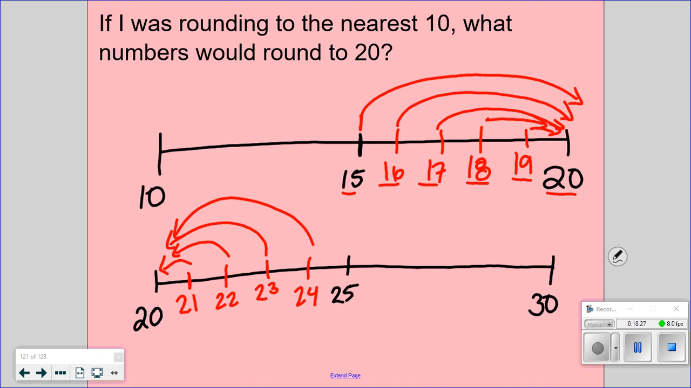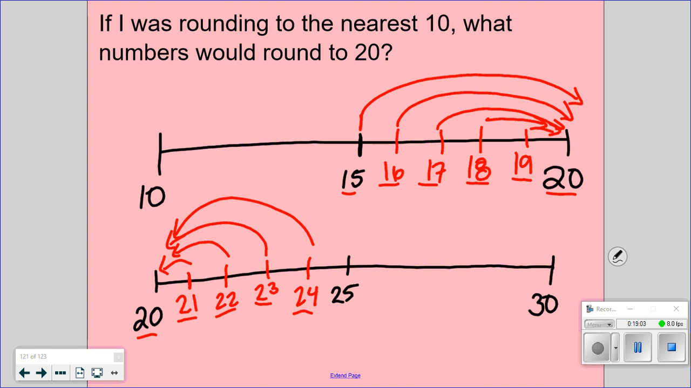Are there any other numbers that'll work? Shelby? 25. Will 25 round to 20? No. What will 25 round to? 30. 30. So only these numbers round to 20. 20 does round to 20. Because 20 is 20. All right, do we see how we came up with numbers that are less than our actual, and then numbers that are more than our actual, and all of them rounded to 20?